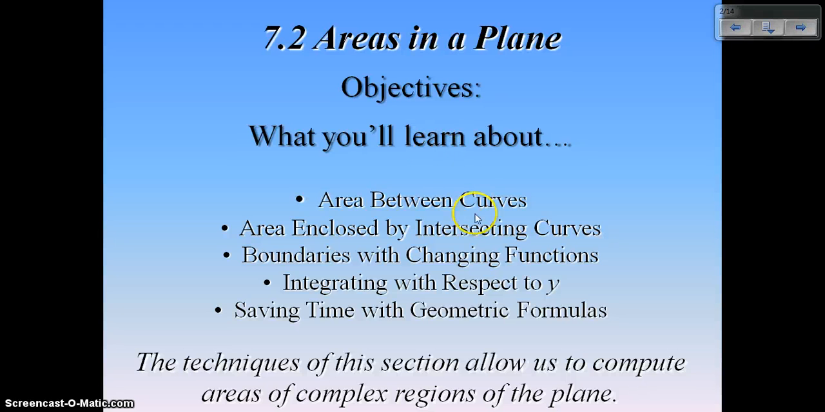Ladies and gentlemen, today we are going to revisit the idea that an integral is an area. But whereas before we looked at areas just underneath a curve, between a curve and the x-axis, today we're going to restrict it to areas between two curves. Look at what happens when the curves intersect various times, throw in some boundaries, and talk about when it's appropriate to integrate with respect to y, and then maybe even use some geometric formulas to save time.